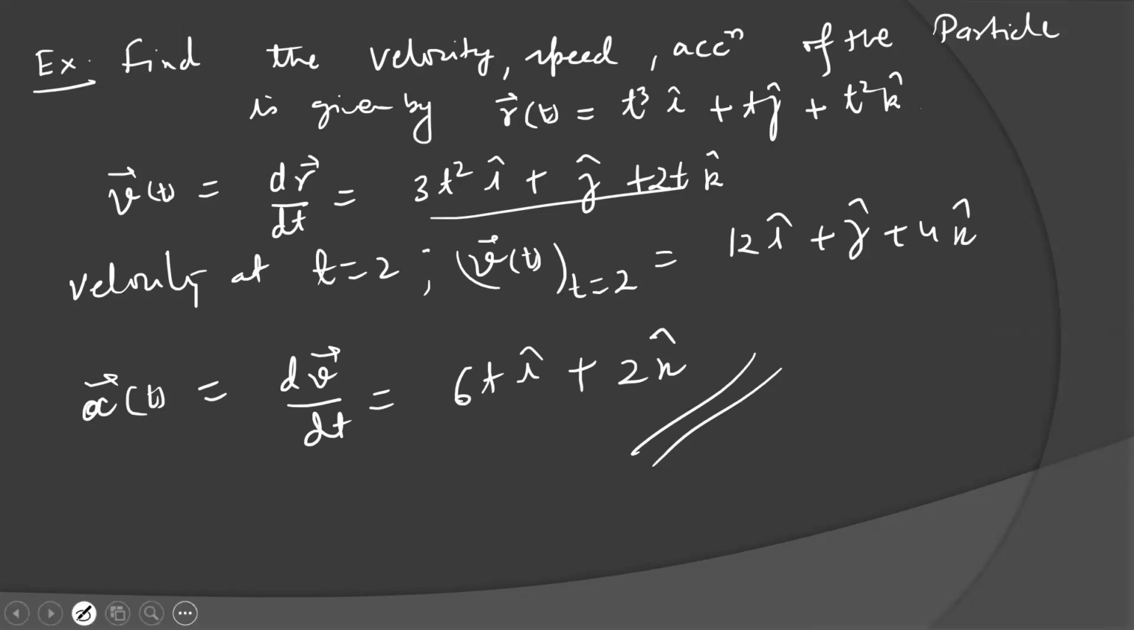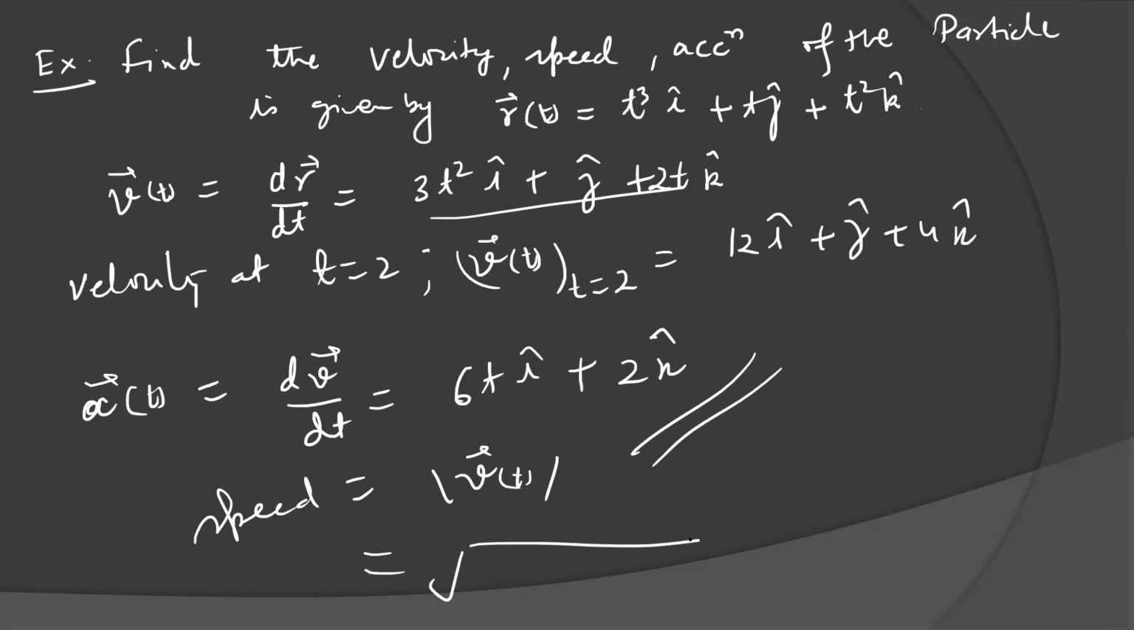What is your speed? Speed is nothing else but the magnitude of velocity. So it will be the square root of (3t square) whole square plus 1 square plus (2t) whole square: coefficient of i square plus coefficient of j square plus coefficient of k square. So this is a basic and important problem to understand it.